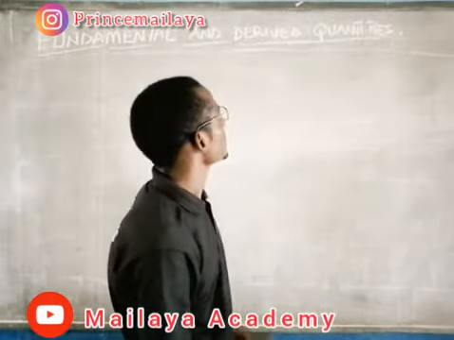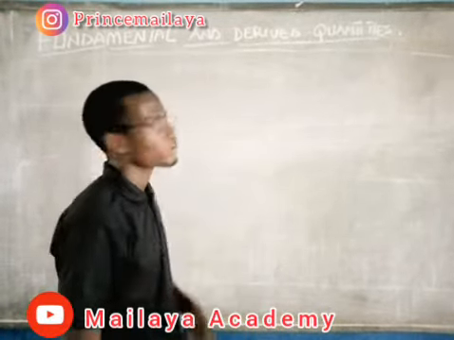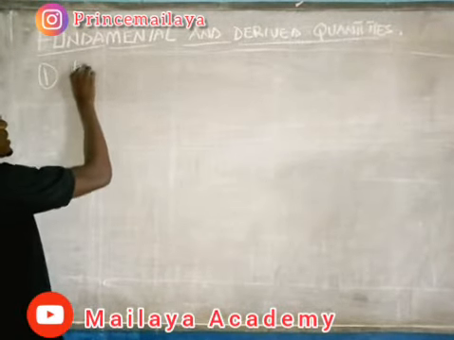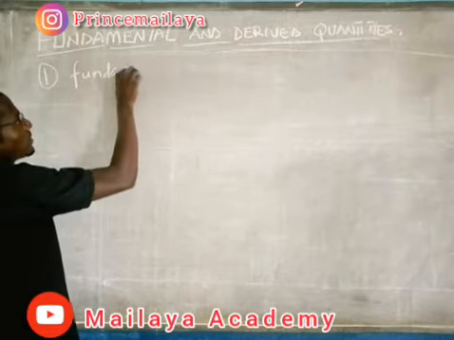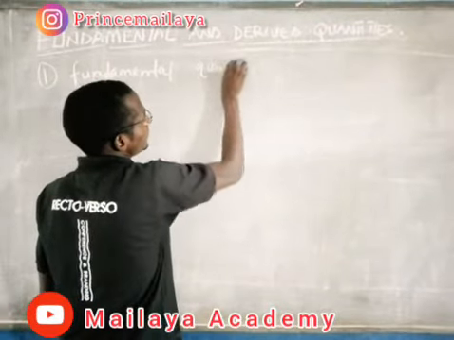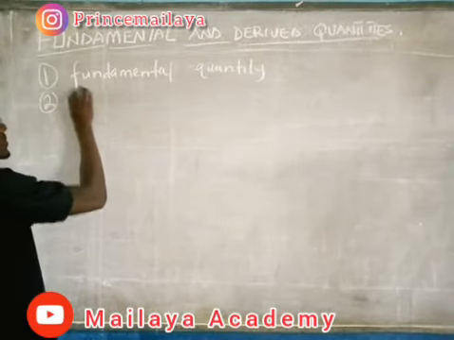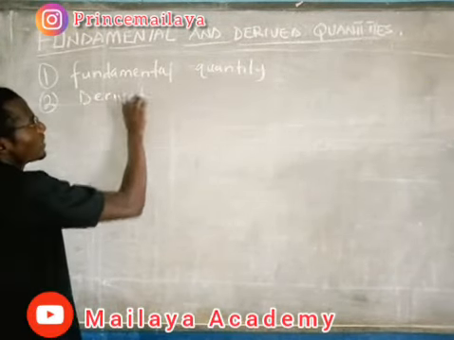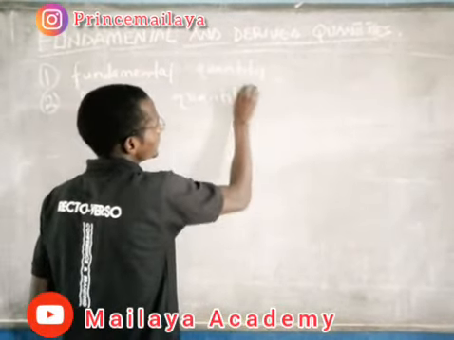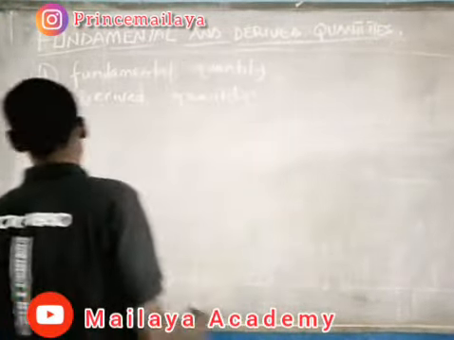So in this case, we may divide physical quantity into two. That is, number one, fundamental quantity, and number two, derived quantity. So now let us look at fundamental quantity.